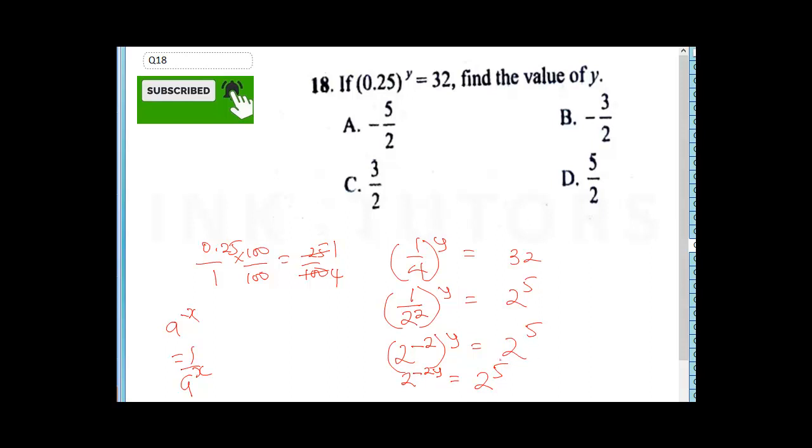Now our bases are equal, we can now take our index. So minus 2y is equal to 5. Since the bases are equal, you can cancel out the bases and take the index. So therefore y will be minus 5 over 2. That's our final answer. So final answer, it's option A. Option A is the correct answer. So that takes us to the next question.